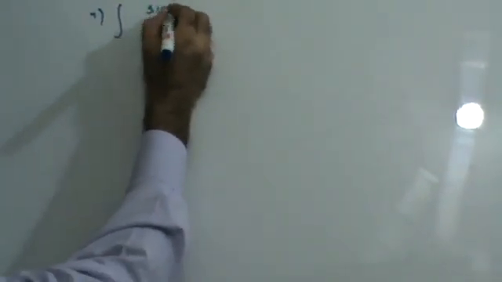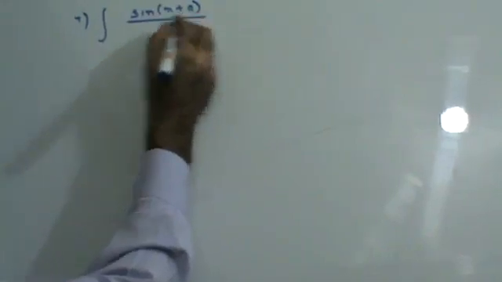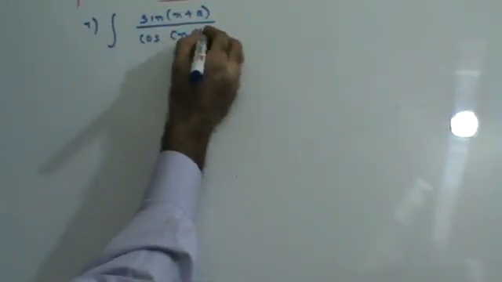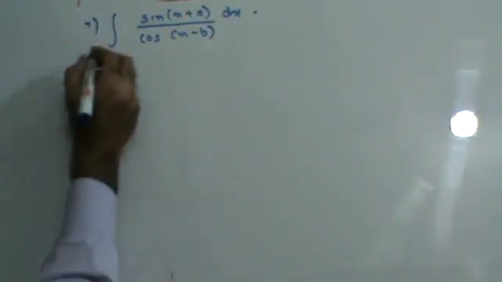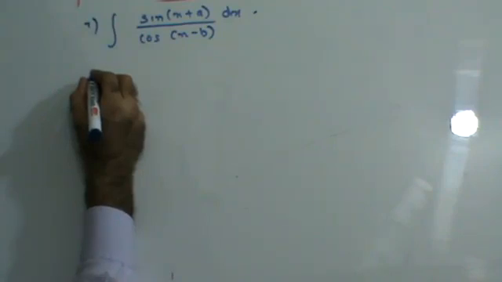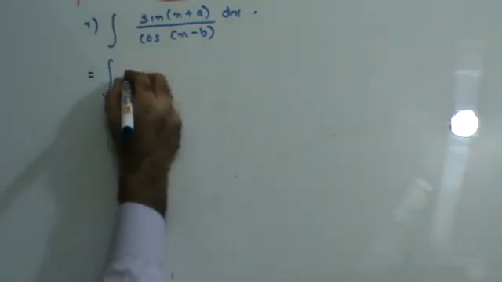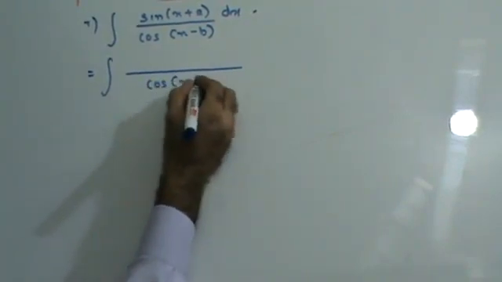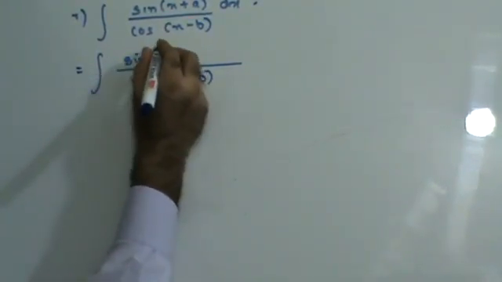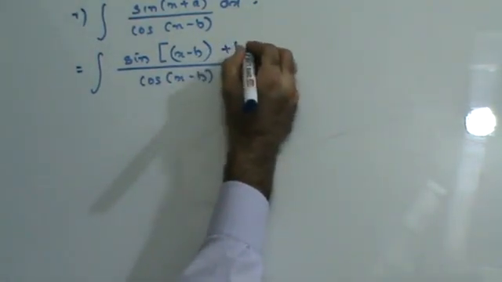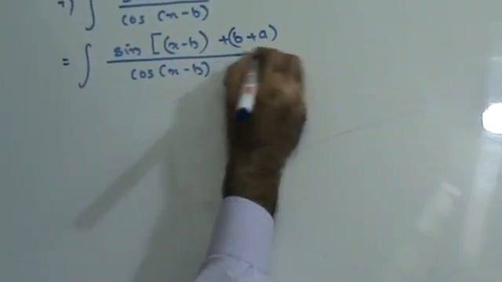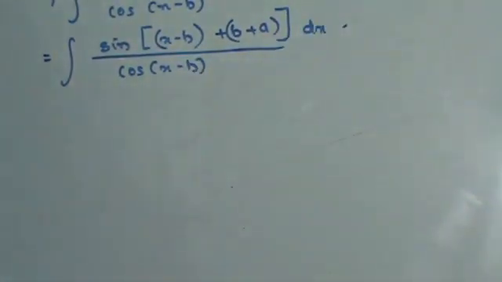Integral of sin(x plus a) upon cos(x minus b) dx. Again, a very similar sum to what we did a couple of sums ago. The degree of the polynomial is the same in the numerator and denominator. That means I have to introduce the denominator in the numerator. Leave the function as it is, x minus b. I want x plus a, I have written x minus b. So plus b plus a. That way my equation remains constant. So I have introduced the denominator in the numerator.